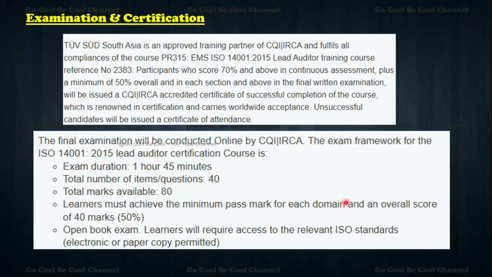You must achieve the minimum pass mark in each domain. For example, 2 marks in the first domain, then 4 marks in the next domain, then a scenario-based approach with 10 marks in the next domain. Finally, we have a 20-mark or 15-mark question, where 3 questions will be asked. That is the 4th domain we have.